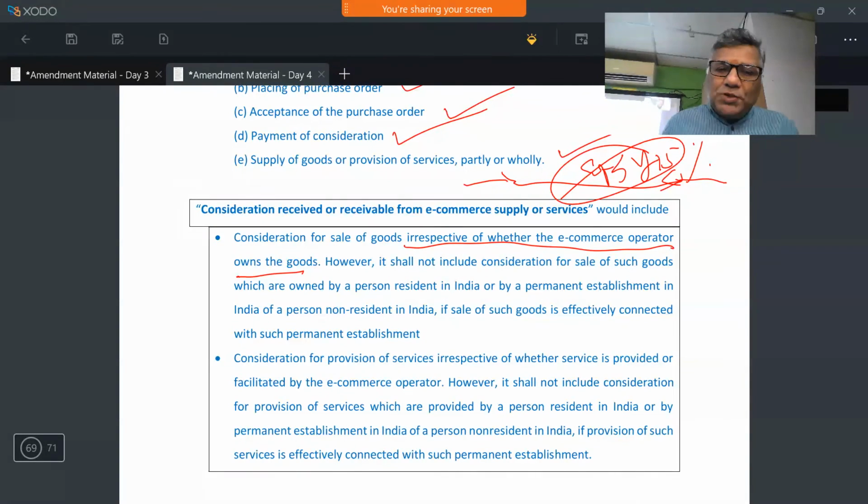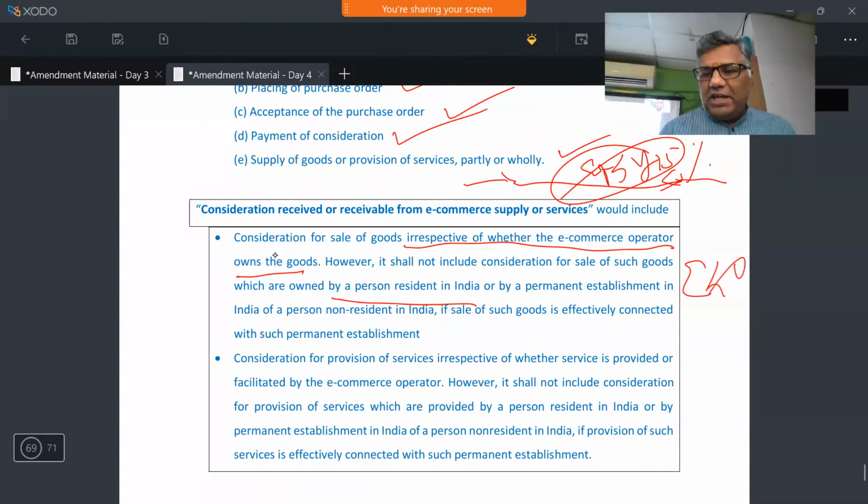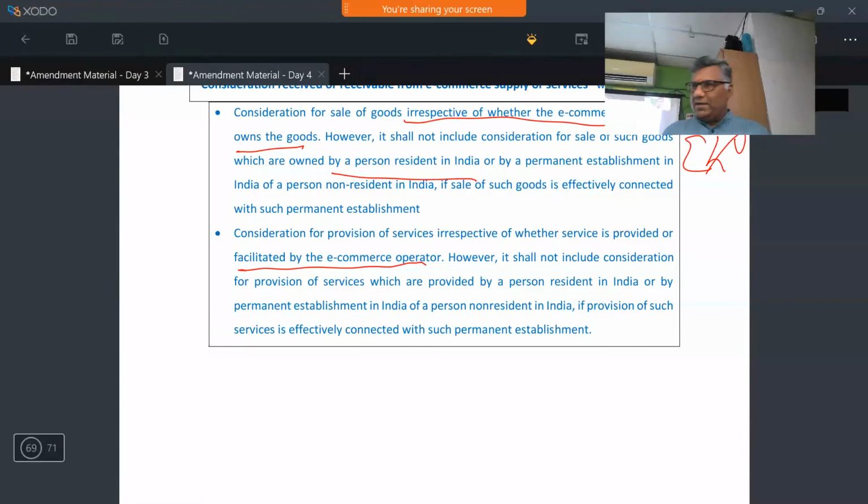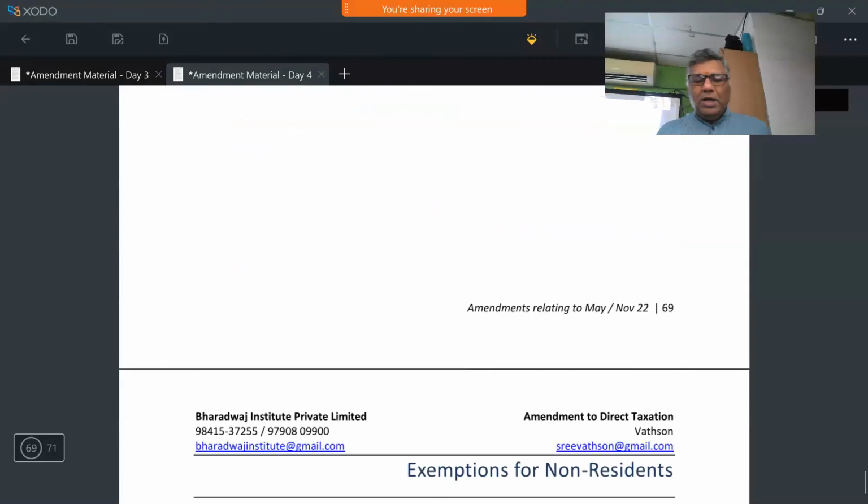However, it shall not include consideration for sale of goods which are owned by a person resident in India or a permanent establishment, because we know equalization levy is not applicable for Indian operations. It is only if the person is having a foreign operation. Consideration for provision of services is considered irrespective of whether the service is facilitated by others. This is just a clarification. Both are just amendments on the definition.